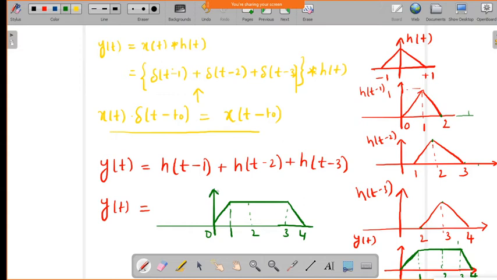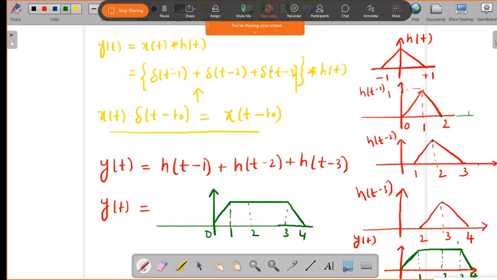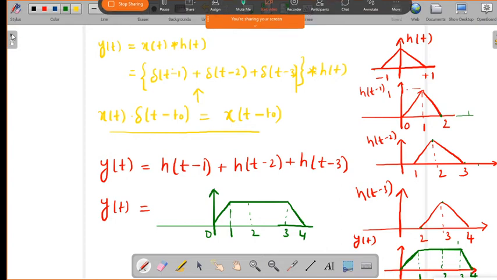So is it understood? Hello, all of you understood? Any doubt in this? Okay, so do one more problem.